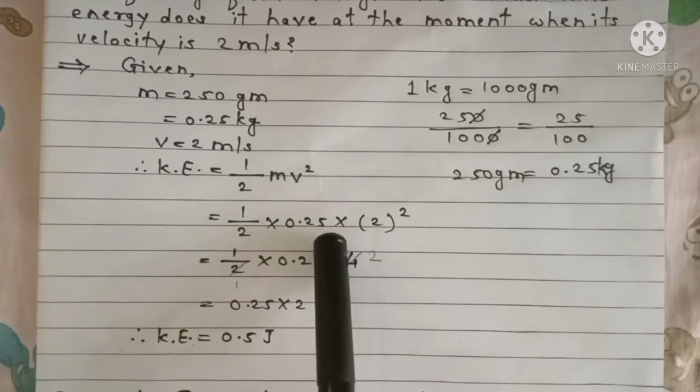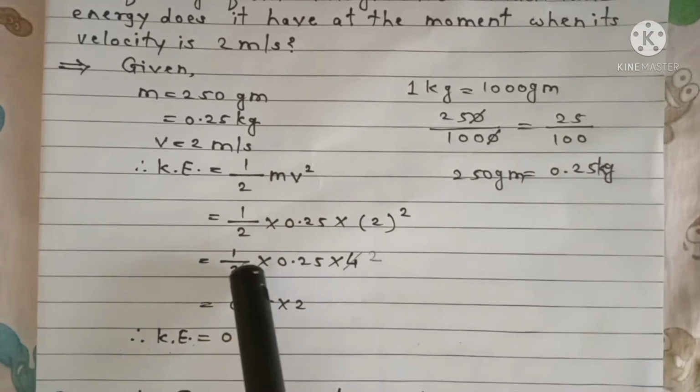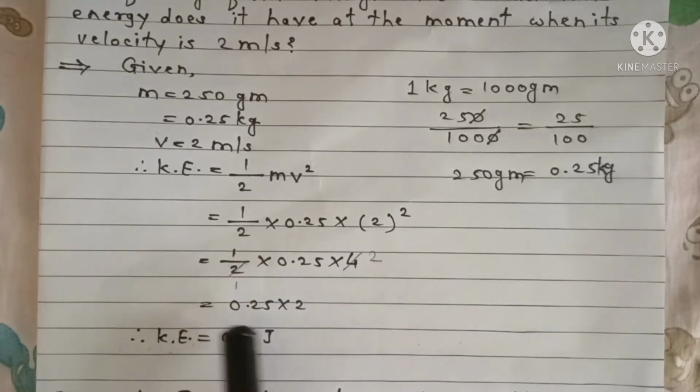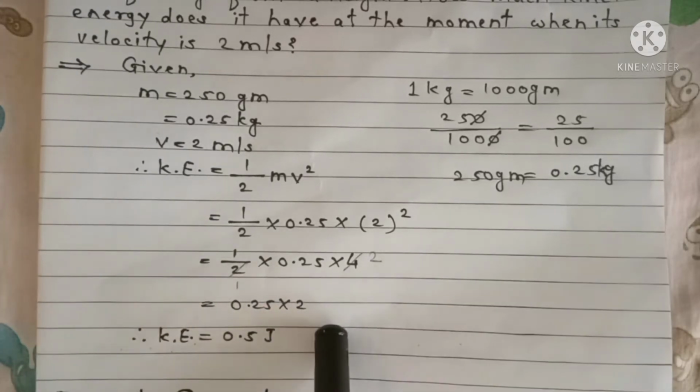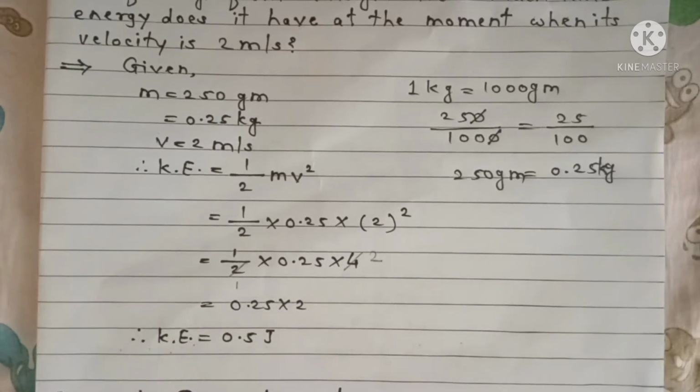So 1 upon 2 into 0.25 kilogram into 2 square is 4. So 2 ones are 2, 2 twos are 4. So it is equal to 0.25 into 2. So therefore kinetic energy is equal to 0.5 joule.